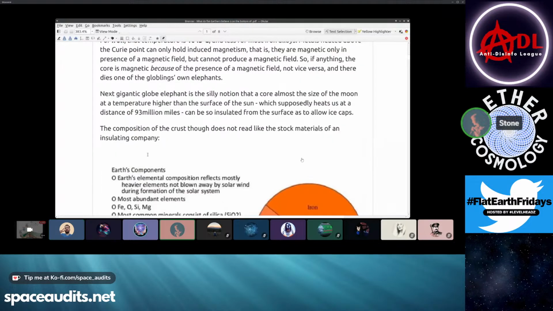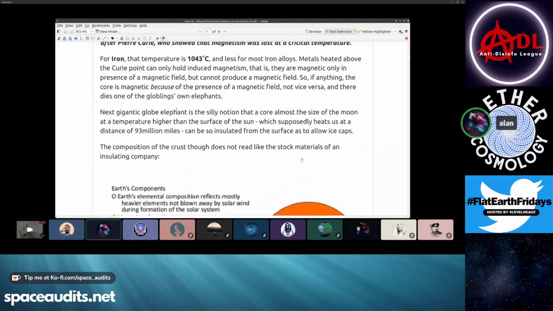Pardon me. Damn, that's exactly what Stone said. Who came first, the magnetic field or the alignment that produces the magnetic field? Yeah, exactly.